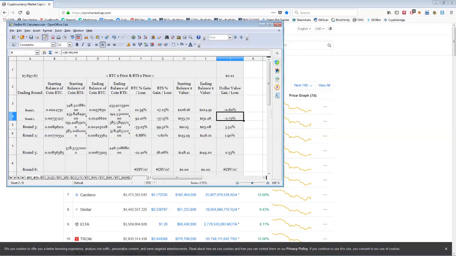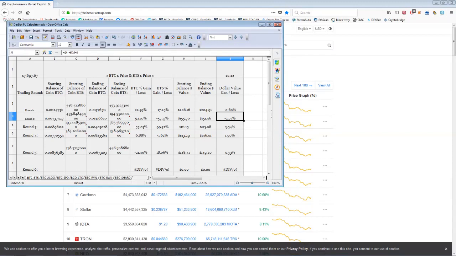So this one I lost 2.7%. That's pretty steep there for one day's trade. But I started with the 156 and ended with a 151 account value. This third round I did, my Bitcoin balance was down 55%, and my Bitshares balance was up 99%. And it was a 3.5% dollar value gain.